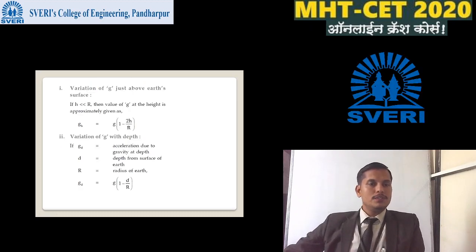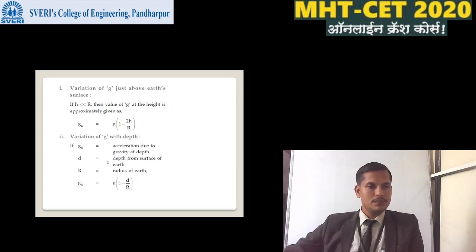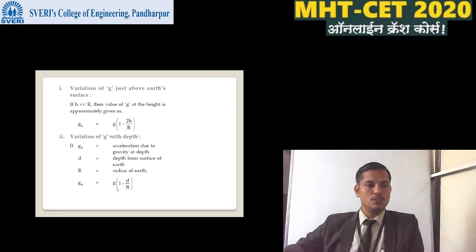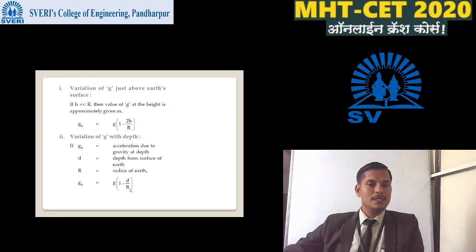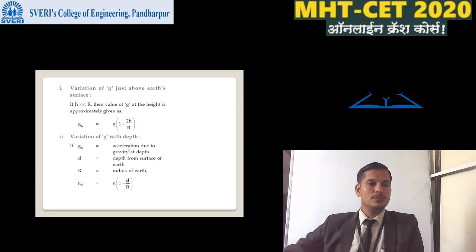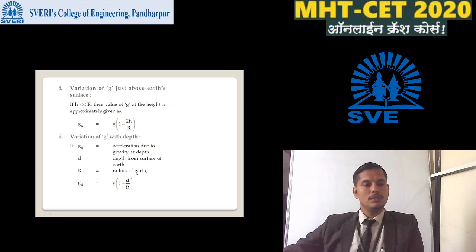Next, variation of g just above Earth's surface. If h is less than R, then the value of g at the height is approximately given as gh is equal to g into (1 minus 2h upon R). Variation of g with depth: if you consider the depth, then gd, that is acceleration due to gravity at depth, is given by gd is equal to g into (1 minus d upon R). So here we are adding these two equations which we use in MCQs and numericals.